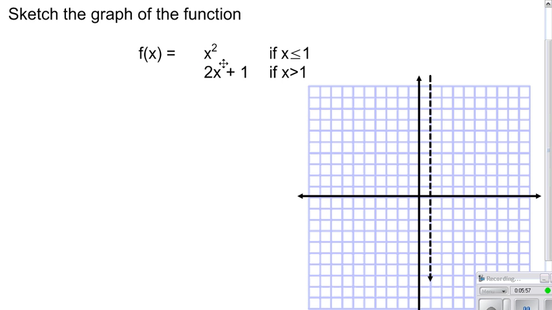We graph x squared. We know from our previous example that x squared would go through all of these points. 1, 1, 2, 4, also on the negative sides. But this is only for x less than or equal to 1. So anything that would be on the right side of the graph we don't count. Since it is equal, we do count the point right here at 1. But then draw your curve.